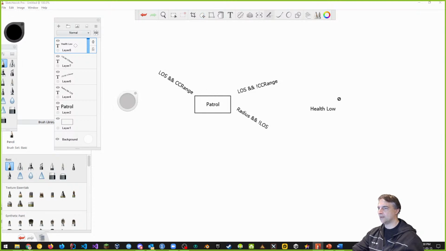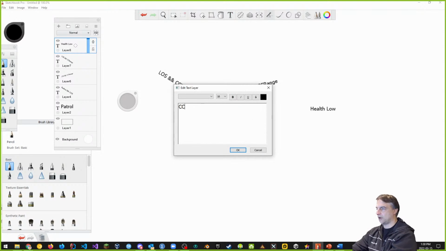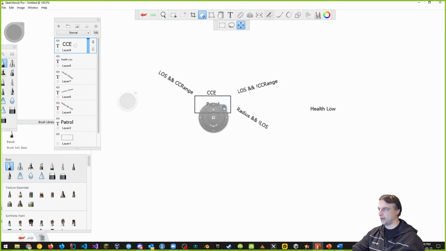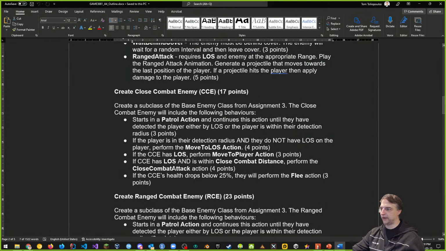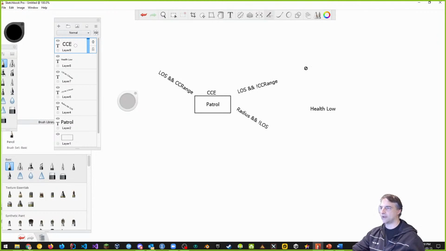So why have I drawn this? Because this is the close combat enemy, right? So this is the close combat enemy, CCE. They start in patrol state, right? As an example, when they're in patrol state, if I have radius and not line of sight, so if the player is in detection radius and does not have line of sight, I want to move to line of sight action. Okay, so let's make that as another box. Move to line of sight action.